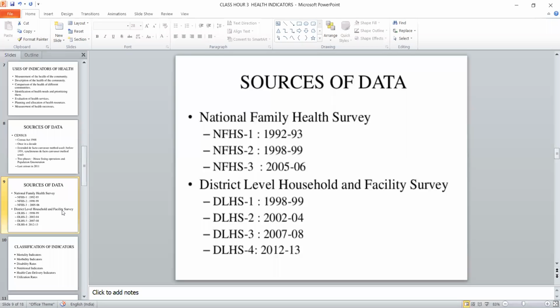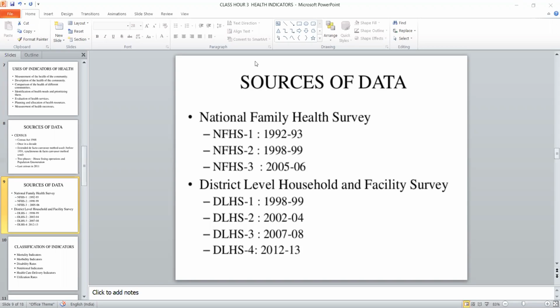One more source of data for health economics, to get the relevance of health indicators, is called the District Level Household and Facility Survey. This is conducted by every state government, district wise. The first District Level Household Facility Survey was conducted in 1999. The second was 2002-3. Actually, it was extended to 2004 because the district demarcation was not clear, so they took more than 1 year, so it is 2 years. The third was conducted in 2007-8. The fourth one is 2012-13.